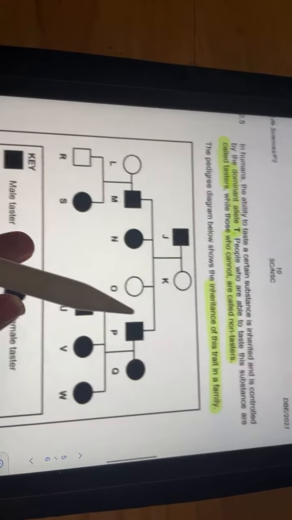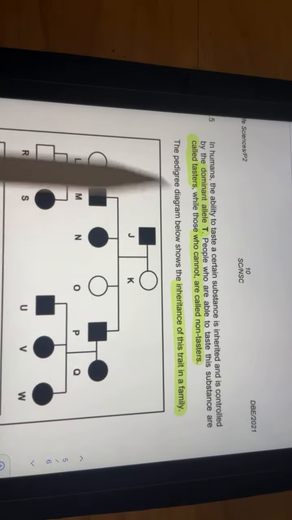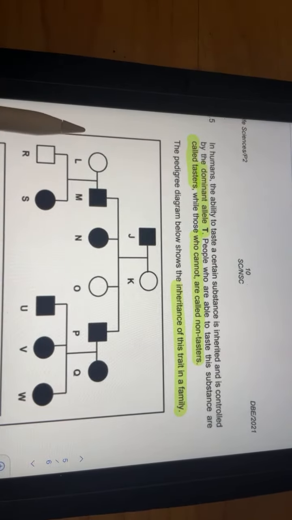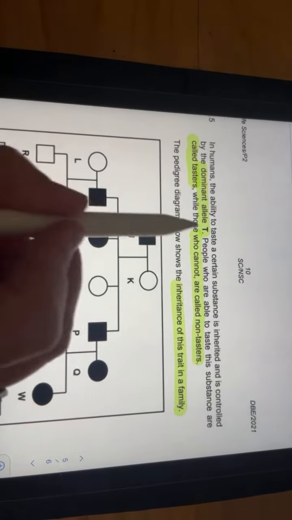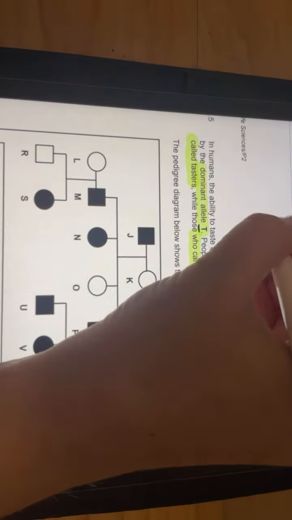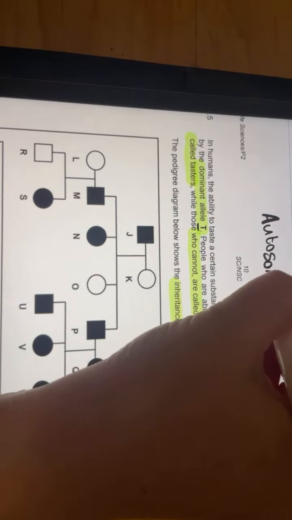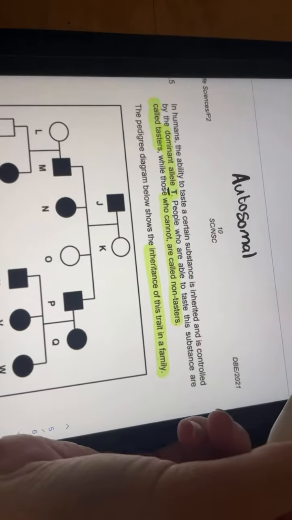So first step, go back to the question. Is this sex-linked or is it autosomal? The answer is, it is autosomal. How did I know? I'm just going to write it up here. It is autosomal. How did I know it was autosomal?